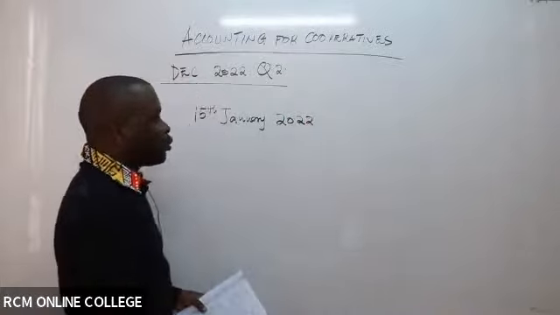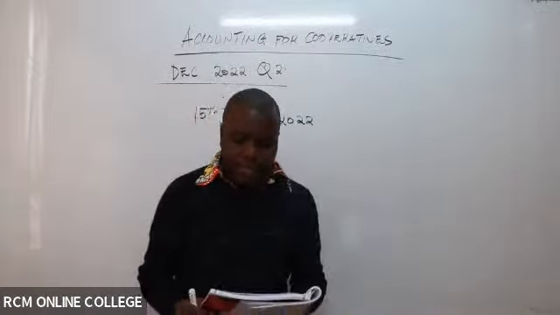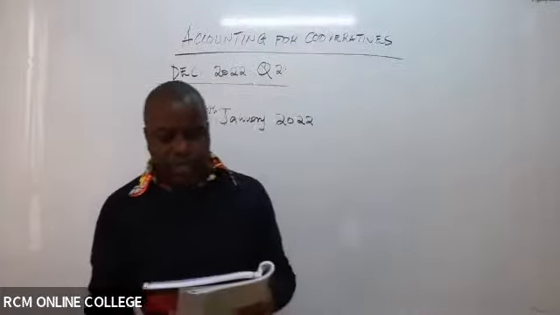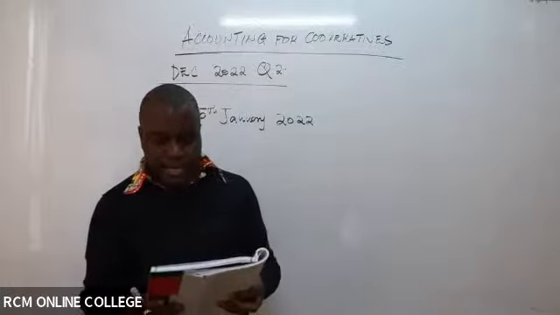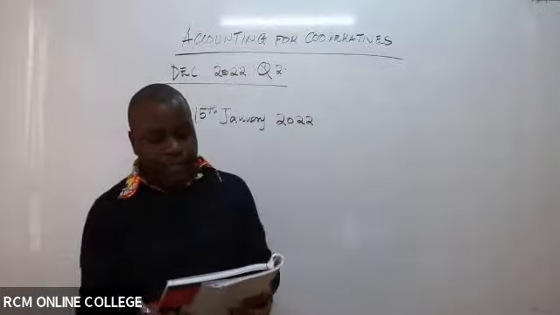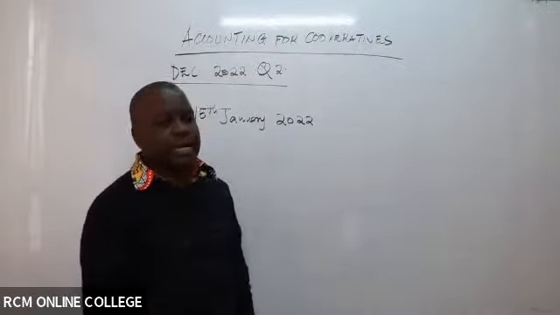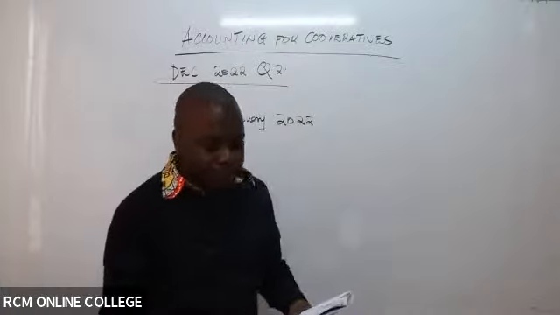Then when you go to note number two, you are told the exchange rates for the two currencies were as shown below on the respective dates. So on 31st of December 2021, the exchange rate was actually 105. But of course, when they remitted the money on 15th of January, it was actually 100.